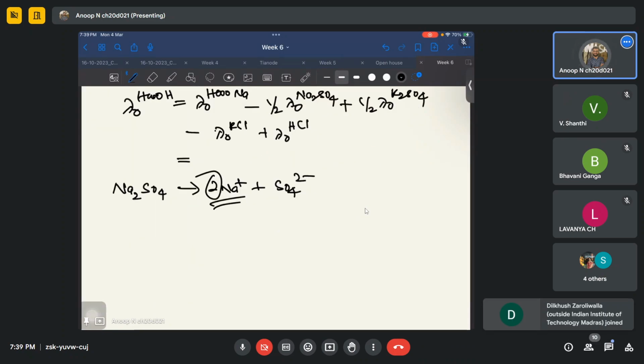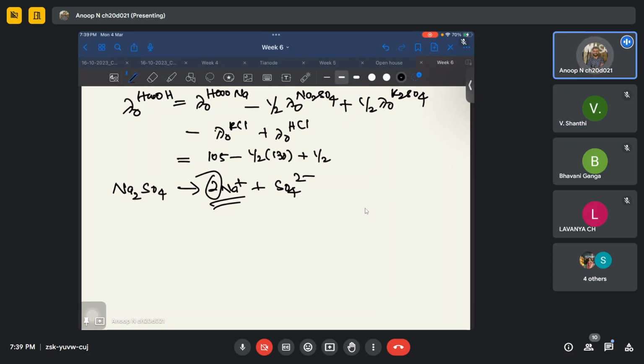So what will be the answer? It will be 105 minus half into 130 plus half into 308 minus 150 plus 426. The answer will be coming 405 Siemens centimeter squared per gram equivalent. Clear?